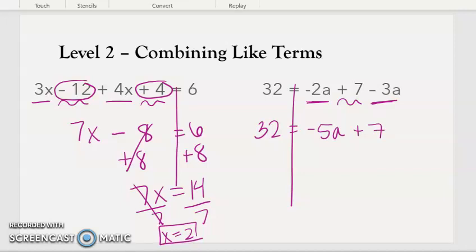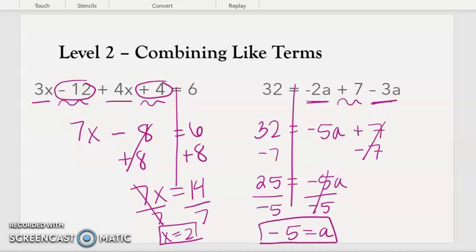Okay? From there, it's just basic solving. I'm solving for a. I'm going to get rid of this 7 by subtracting 7. Boop. 32 minus 7 is 25. Again, if you need to use your calculator, that's perfectly fine. Then we divide by negative 5. And 25 divided by negative 5 is negative 5.